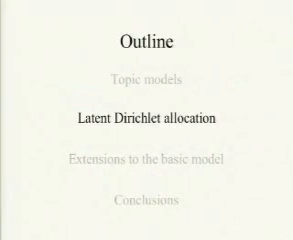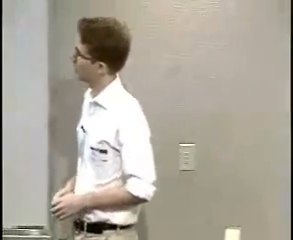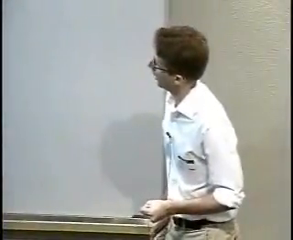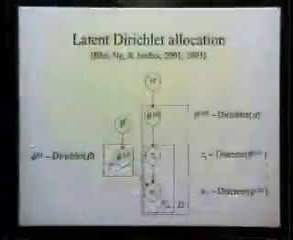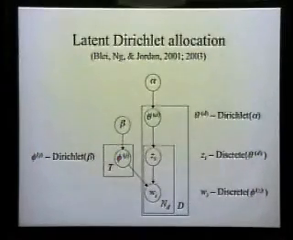Okay, so we still need to answer this question about what we can actually do to infer these topics from documents. And in order to do that, I'm going to get more specific and talk about a particular topic model, Latent Dirichlet Allocation. So this is a particular generative model. It was originally defined by Blei and Jordan. And this is the graphical model corresponding to that generative process.